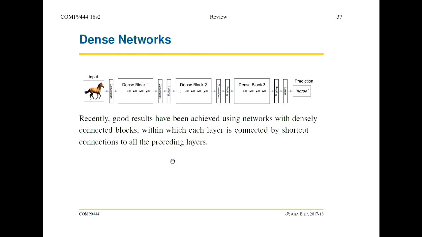And then people looked at dense networks where you have a little dense block. Again, this idea goes back to the twin spirals where we had all these shortcut connections. Here again we have shortcut connections, but the way it's done is you have a little block and all the layers are connected to each other within the block. And then you often have a pooling layer afterwards.